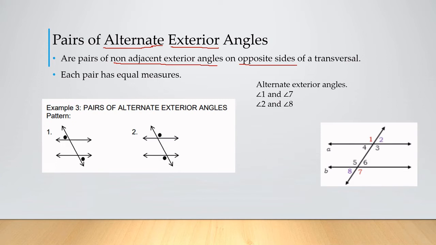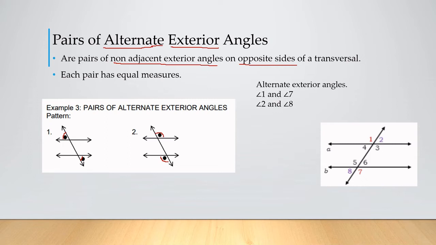For example, look at the pattern in number 1. So, these two angles are exterior angles. They are on opposite side of a transversal. The same thing also with number 2. These two angles are exterior, so nasa labas. And they are on the opposite side of a transversal.